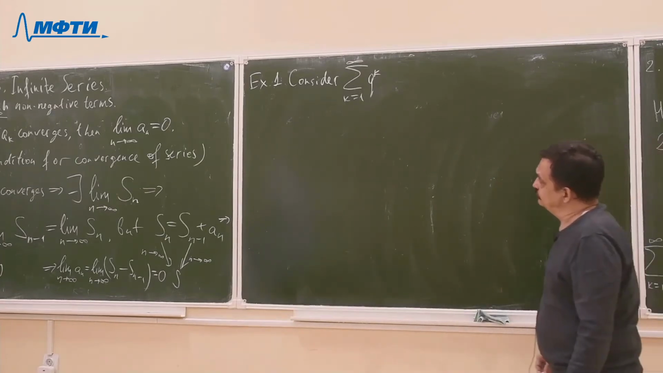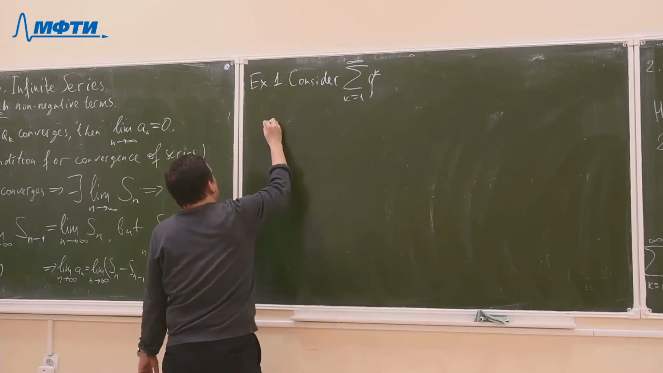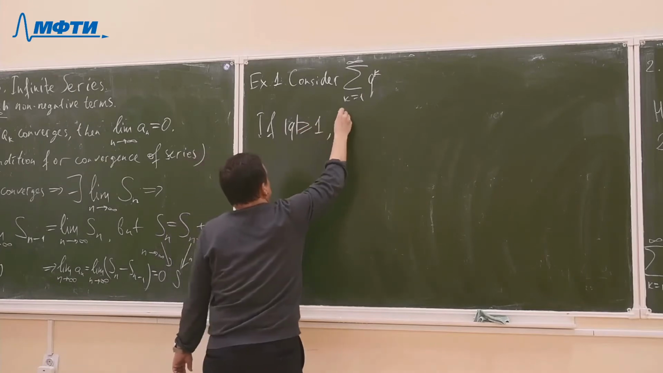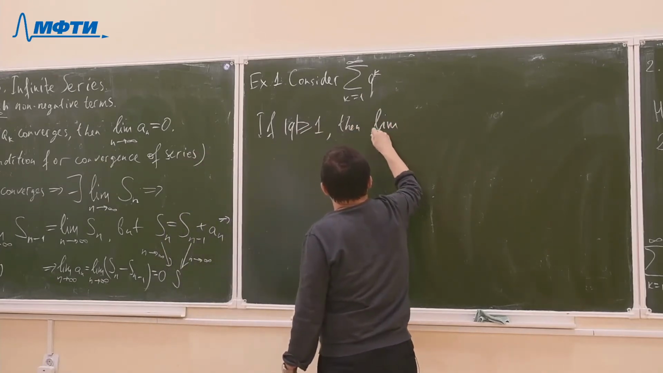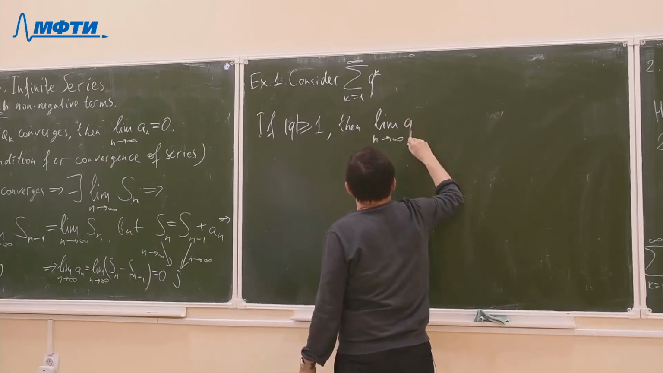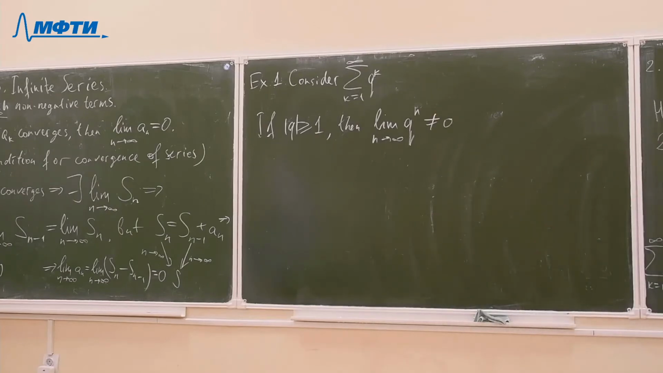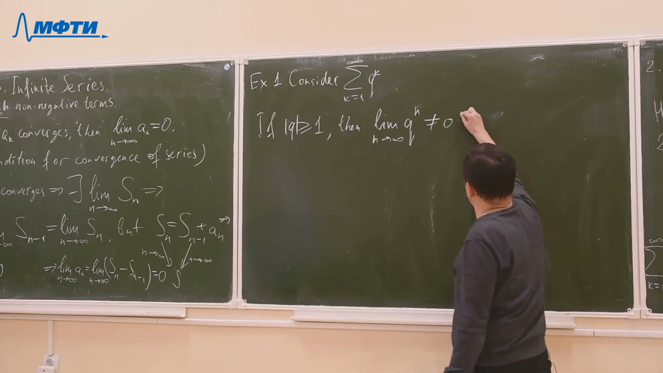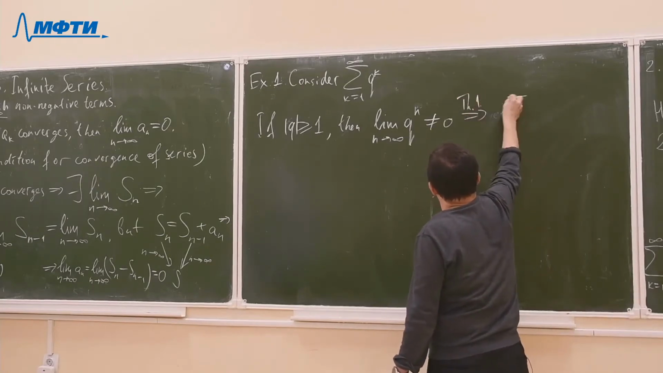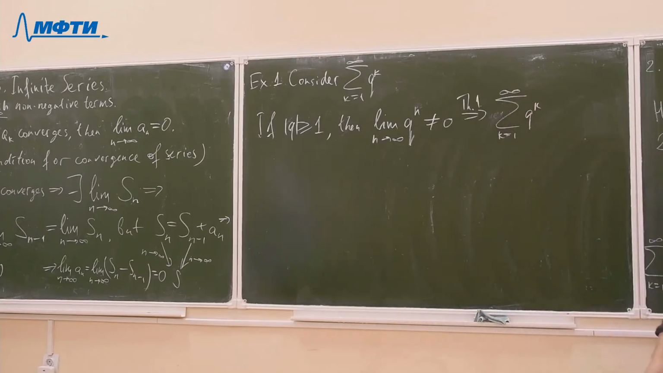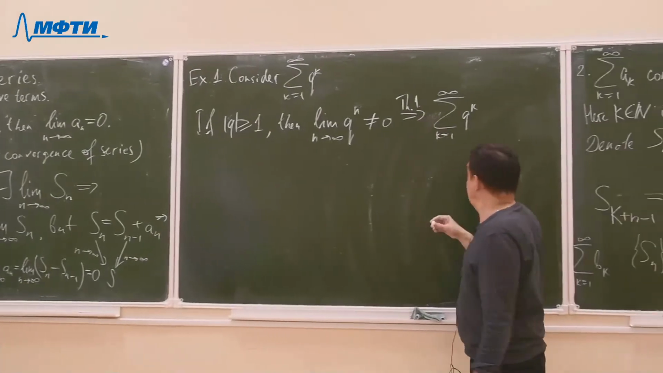So, look, if q in modulus is greater or equal than 1, then the limit of q to the power n is not equal to 0, as we know, right? Hence, by Theorem One, what happens with our series then? It cannot be convergent, right? Since the limit is not 0. Hence, it diverges.